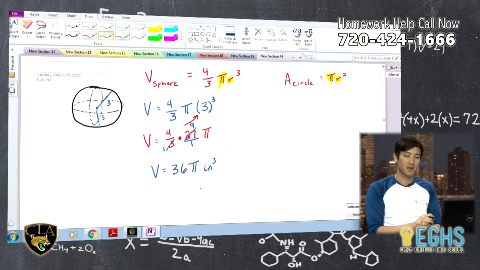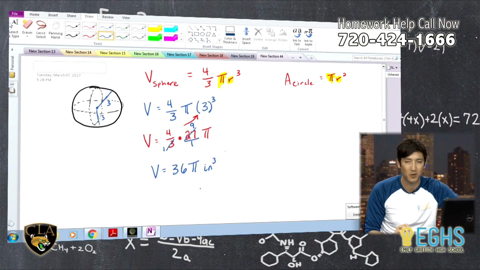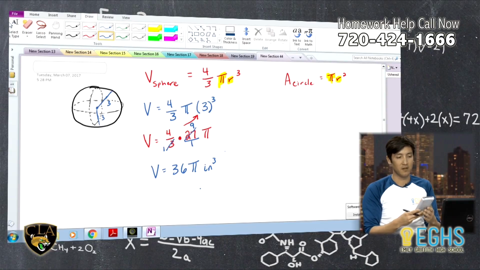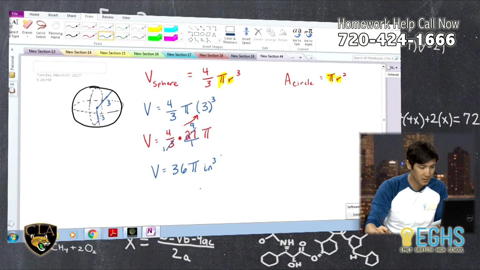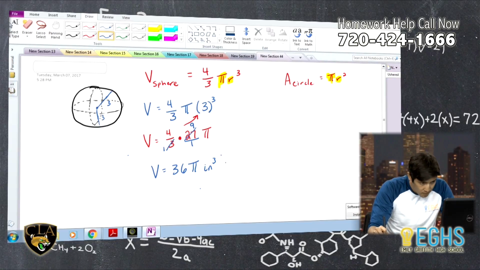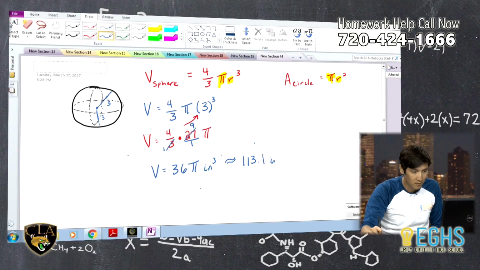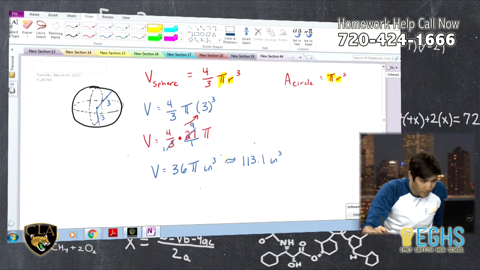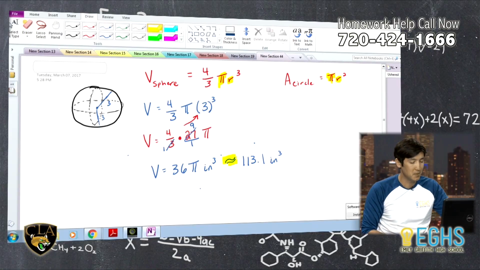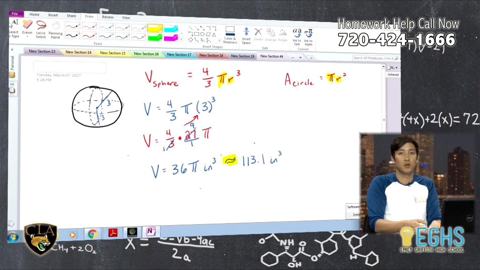But this comes up a lot in application problems, so think about if somebody were to ask you this in real life, not math class life, how would you answer it? You wouldn't say 36 pi. You would say 36 times pi, approximately 113.1. Just plugging that in your calculator. So we're going to round this to approximately 113.1 inches cubed. And in case you're not familiar, this symbol here looks like an equal sign. It means approximately. So whoever's reading your answer will know that you did round somewhere.